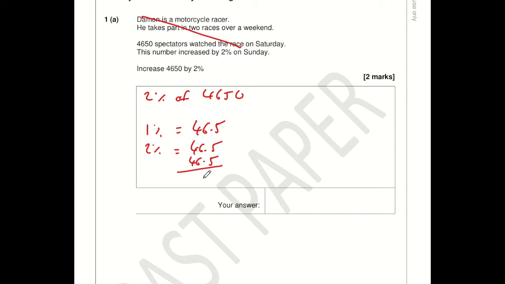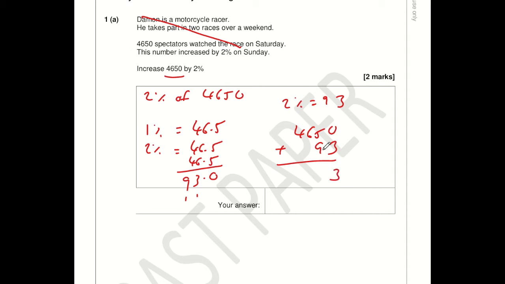Put a decimal point in line in the answer box. 5 plus 5 is 10, 0, carry 1. 6 plus 6 is 12, plus 1 is 13, carry 1. 4 plus 4 is 8, plus 1 is 9. So 2% is 93. So all I need to do is add 93 to 4,650. Or you could add 100, take away 7, but let's just do it as a column.